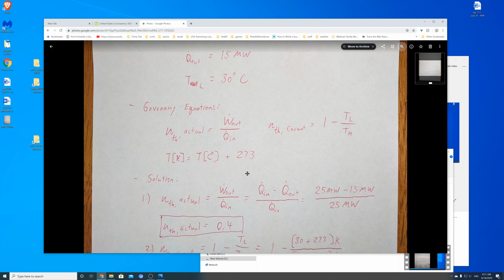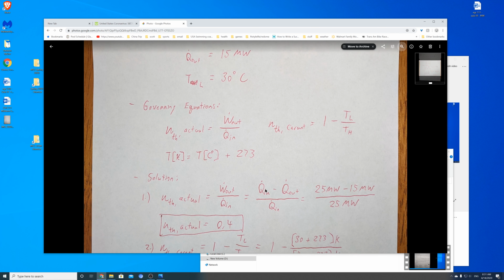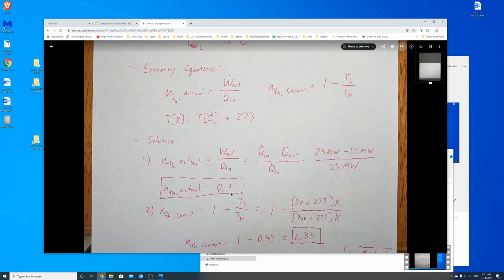So the first part is coming up with the actual efficiency. Well, the actual is just the rate at which you're doing work compared to the rate at which heat's coming into the system. Work out is equal to the difference between these two: the rate at which heat's coming in subtracted by the rate at which heat is being dumped to the sink, all divided by how much is coming in. So it's 25 megawatts minus 15 megawatts over 25 megawatts. So the actual is 0.4.